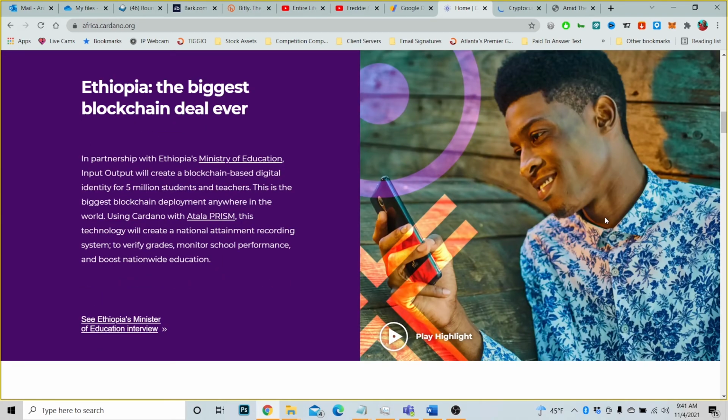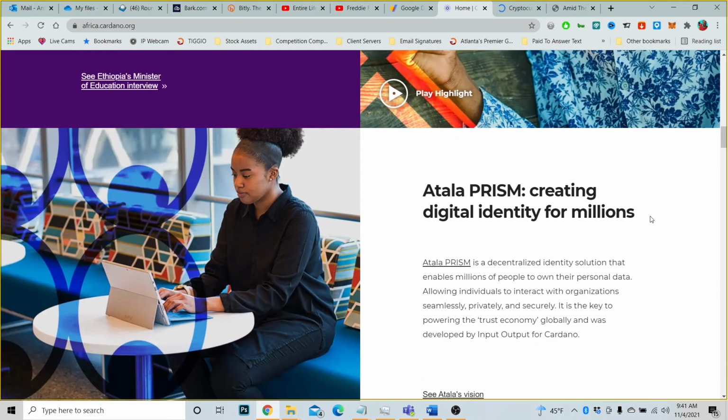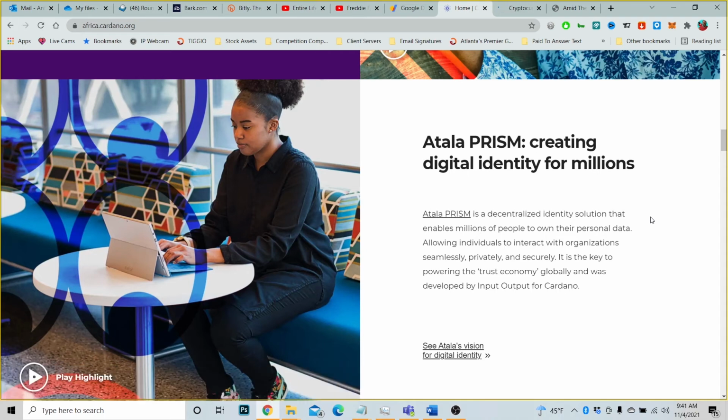In partnership with Ethiopia's Ministry of Education, Input Output will create a blockchain-based digital identity for 5 million students and teachers. This is the biggest blockchain deployment anywhere in the world, using Cardano with Atala PRISM. This technology will create a national attainment recording system to verify grades, monitor school performance, and boost nationwide education. Atala PRISM, creating digital identity for millions.